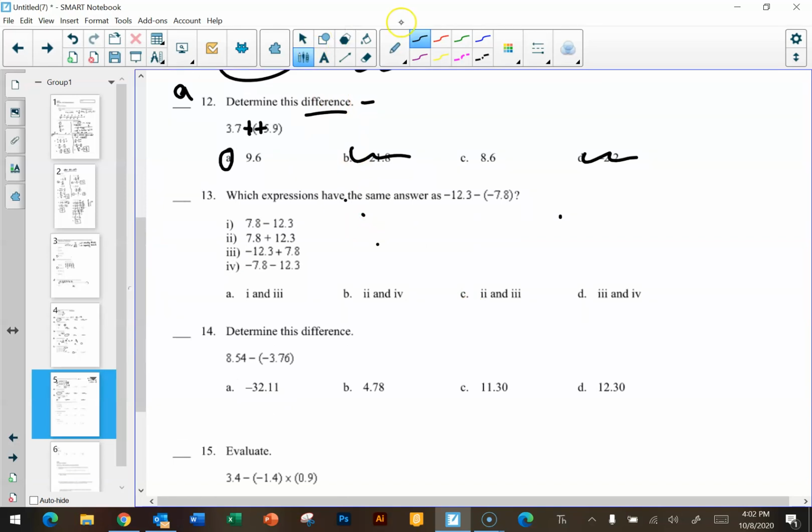Which expressions have the same answer as negative minus another negative? Okay, so this is plus and plus, so we've got a negative and a positive. Which of these actually looks the same? If I rewrite this, it's negative 12.3 plus 7.8. So I've got a negative 12.3 and a positive 7.8, so that one works. I've got a positive 7.8 and a positive 12.3, so that one does not work. I've got a negative 12.3, positive 7.8, that one works, and then they're both negative here, so clearly it doesn't work there. So we've got 1 and 3, which is A.